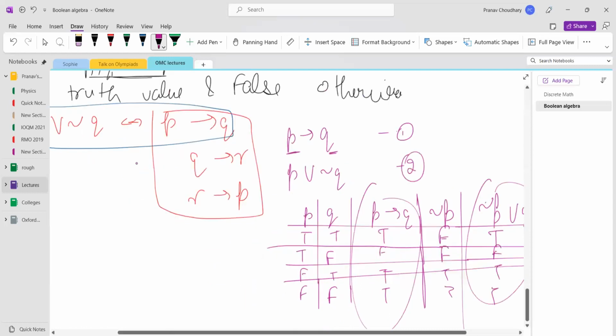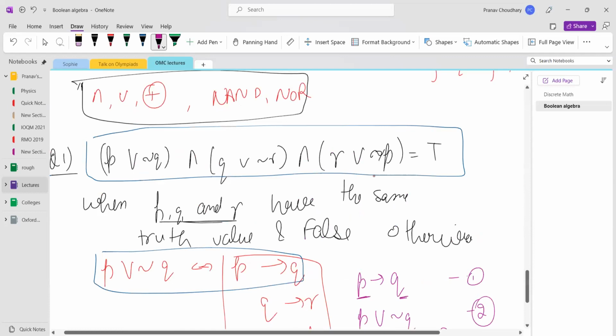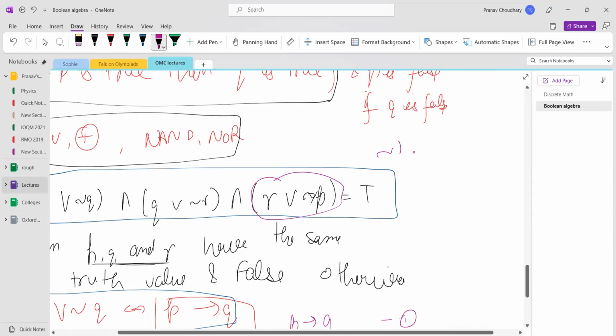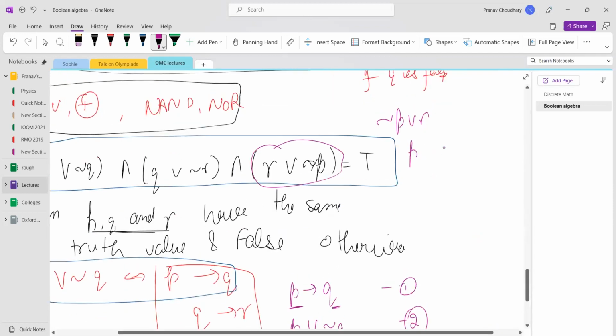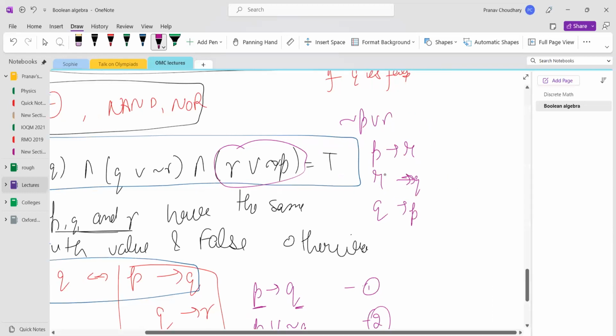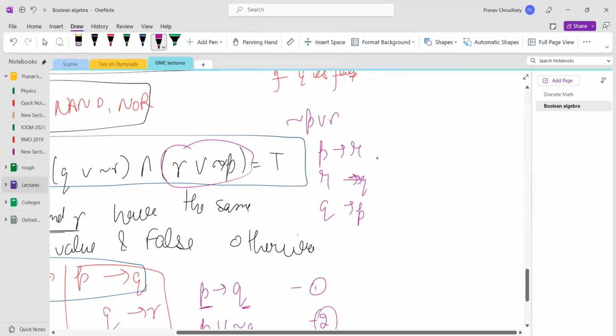So what you can do is, this is like not P or R, which means that P implies R and R implies Q and Q implies P. All of these should be true, right? Like all these things should be true.